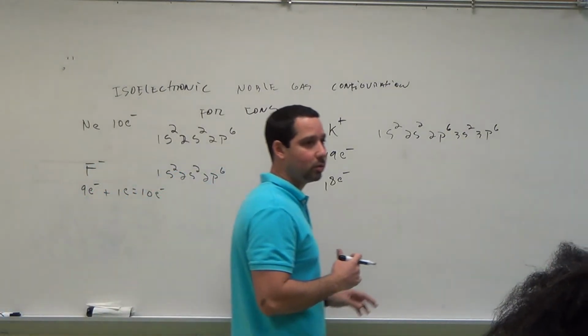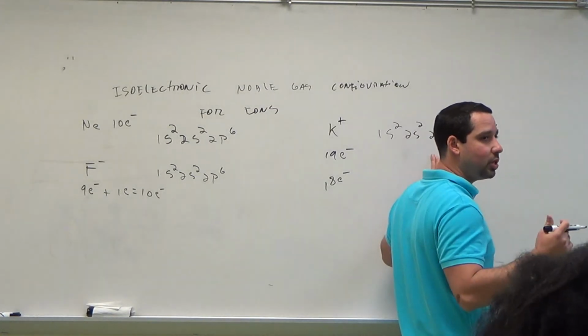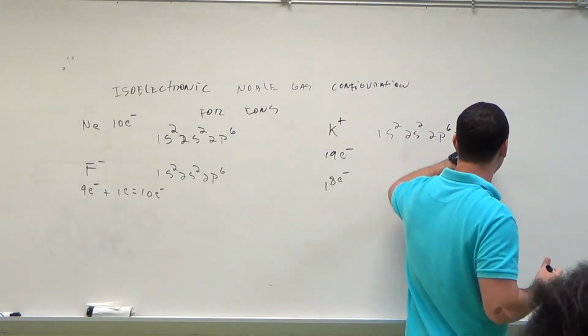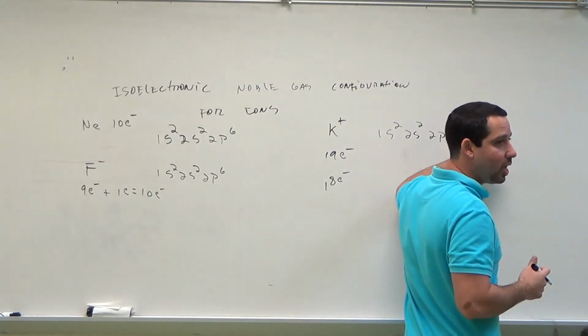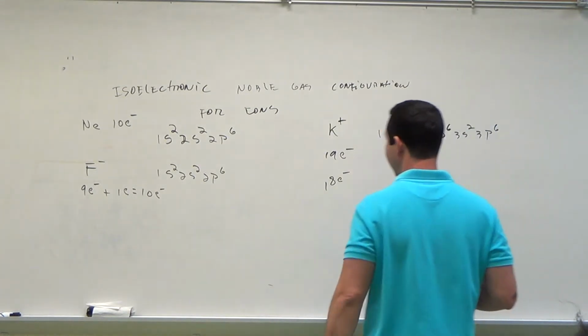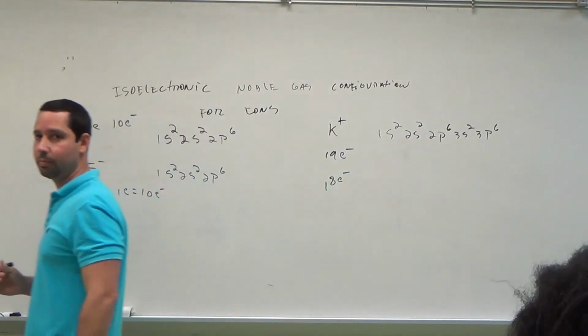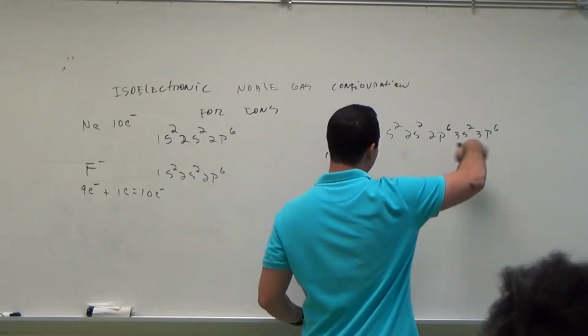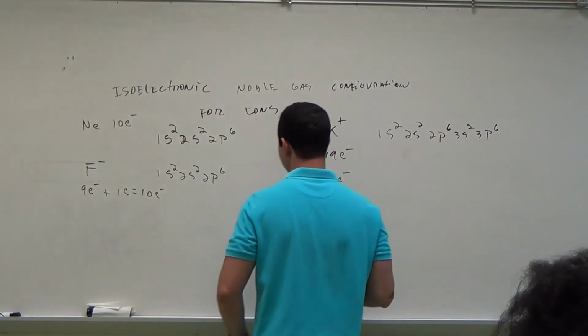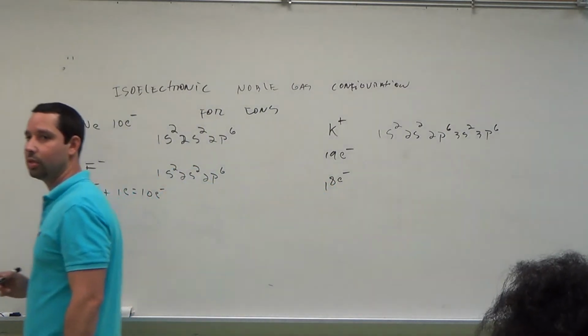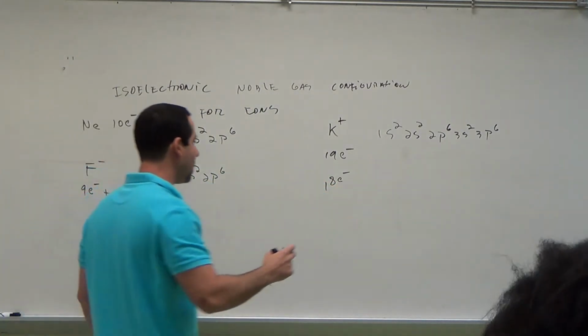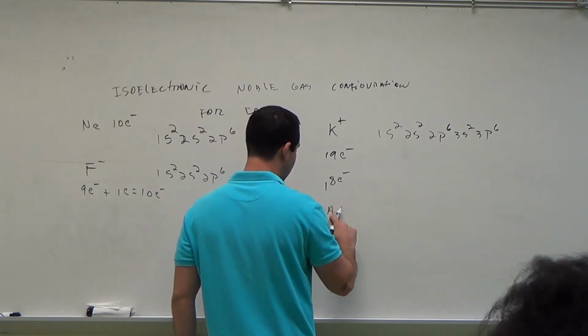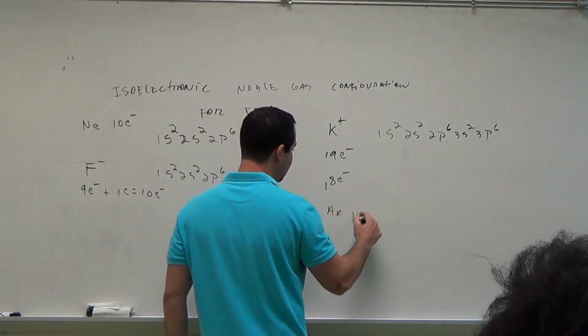Because it wants to have a noble gas configuration. And it lost the outermost electron, and now it has a noble gas configuration. Yes or no? Yes. Outstanding. What's the noble gas that has the same electron configuration? Argon. Argon has how many electrons? 18. Argon has 18 electrons.